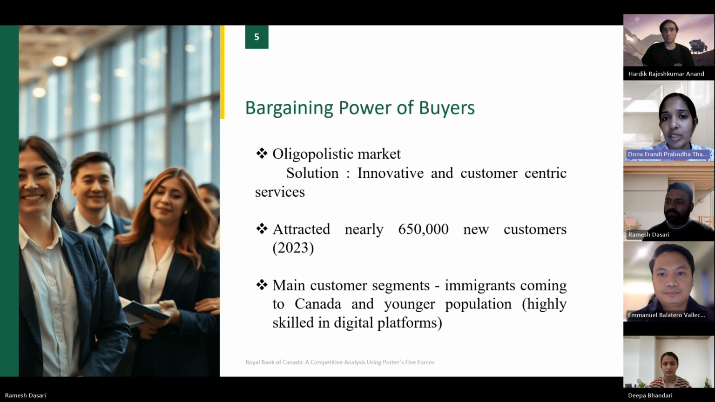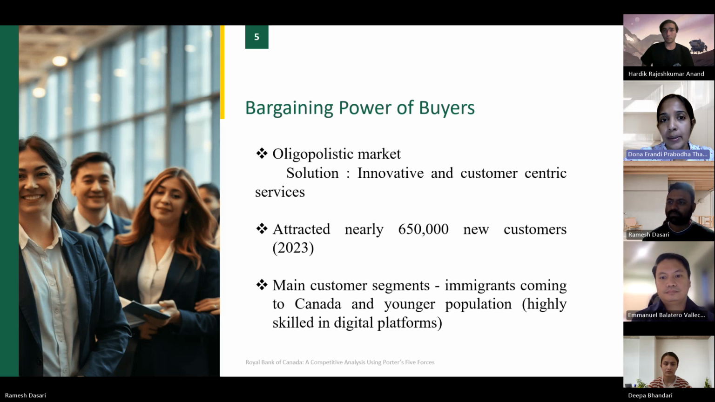So now I'm going to talk about the bargaining power of buyers in RBC. As we all know, there are a few banks in Canada, so most probably RBC is in an oligopolistic market. To cater to this situation, RBC is providing innovative and customer-centric services. As per the information, in 2023, they attracted 650,000 new customers. Their main customer segments are immigrants coming to Canada and the younger population who are highly skilled in technology.